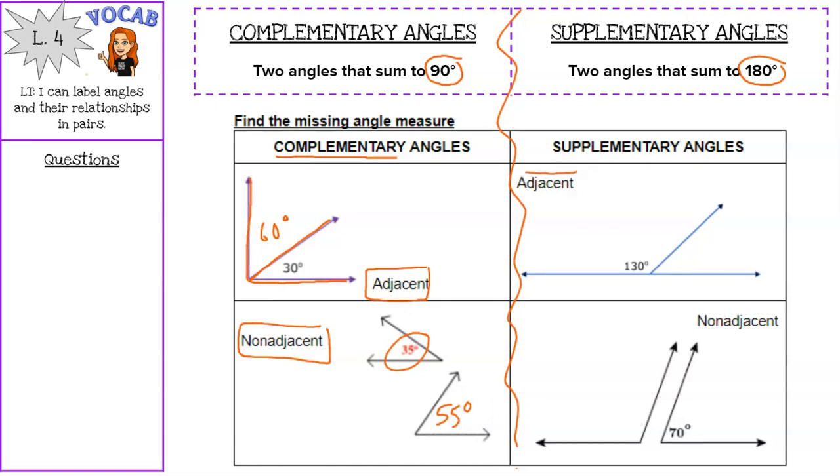Supplementary angles, we have an adjacent example. So they touch, they share that side. We know the sum needs to be 180. So if one of the angles is 130, 180 take away 130 is 50 degrees.